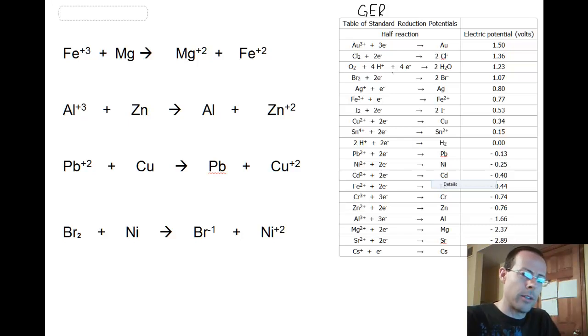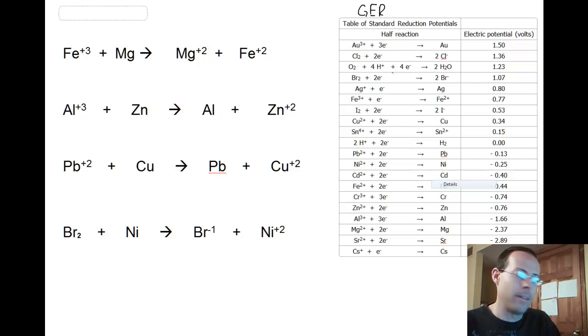Something is always reduced, something is always oxidized, because whatever thing is being reduced is gaining electrons from the thing that's losing them. So you can't have two things being reduced at the same time. Two things can't be oxidized at the same time. You have to have one of each, because those electrons are being transferred, and that transfer of electrons is what electricity is. So all these are listed as reductions.